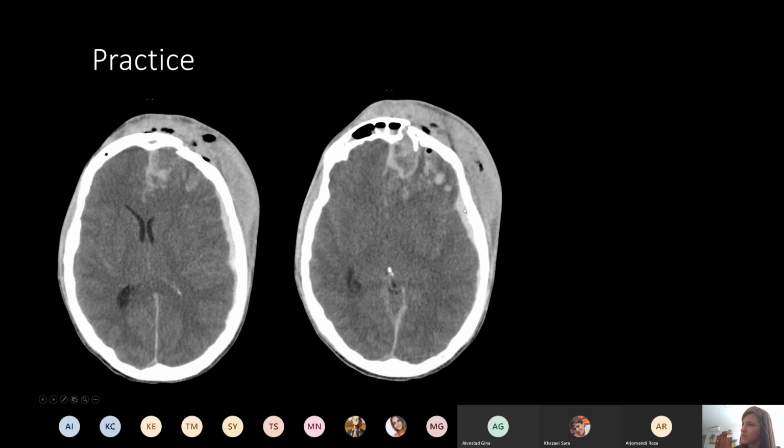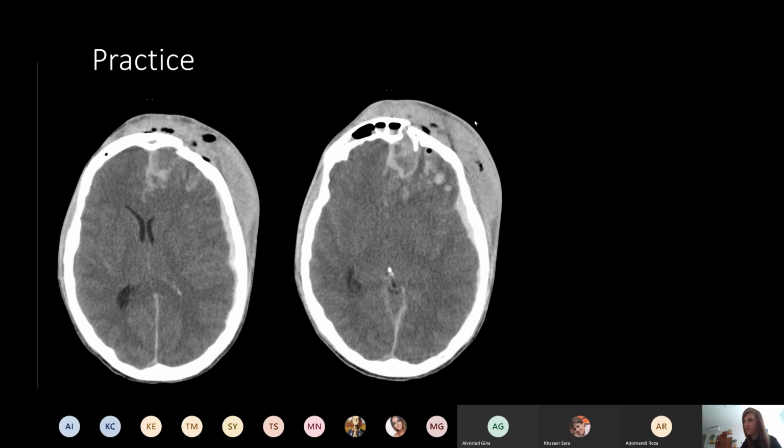And what is this one? Can anyone tell? This one and this one. What type of bleeding is this? Can you show it again? Epidural? No, epidural was this lens shape, and this is more crescent shape. So I would say that this is actually a subdural bleed.